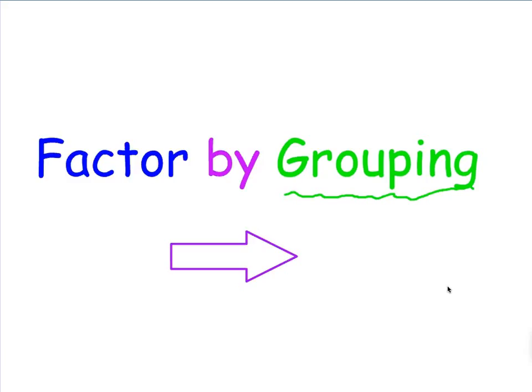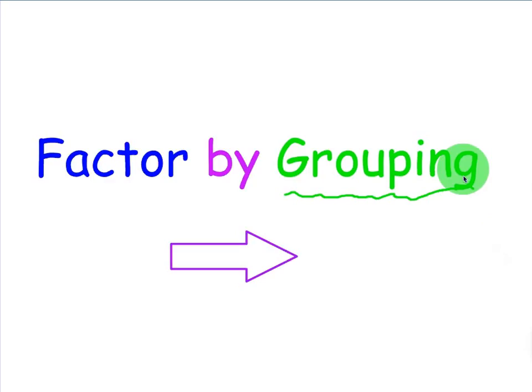So one of the things that always comes up when we factor is, how do I know when I use this method? How do I know when I use the X method? How do I know when I'm supposed to pull out a GCF? All these kinds of things. Well, I can tell you right off the bat, if you have 4 terms in an expression, you can't use the X method. It's going to be factor by grouping.